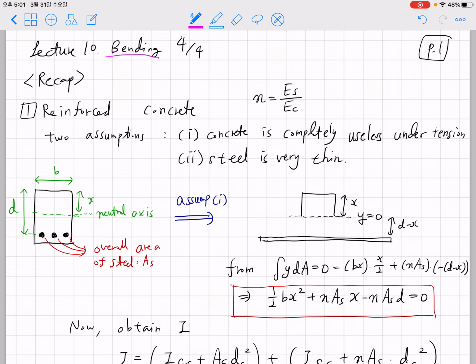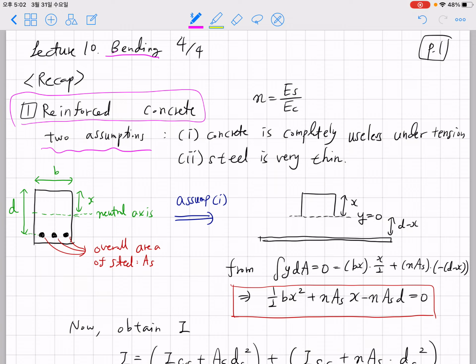The first topic we covered was reinforced concrete. Of course, in real serious design of concrete, we have to involve quite complex mathematics. However, by making two assumptions, which enable a very conservative design of reinforced concrete, we were able to simplify the design process. So the assumptions we made were the following.